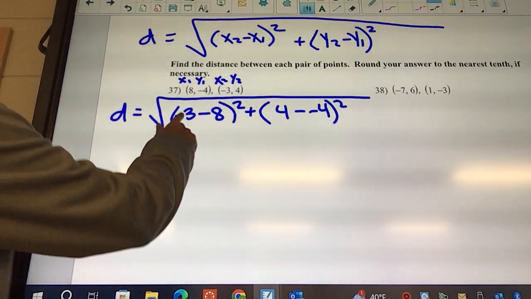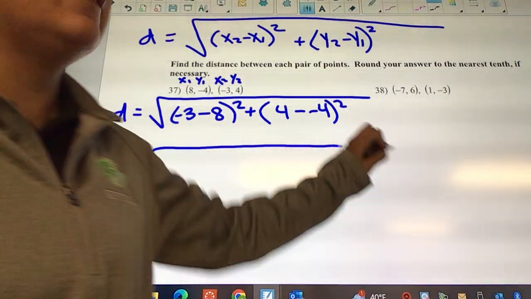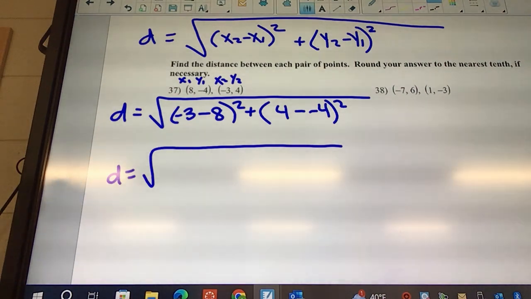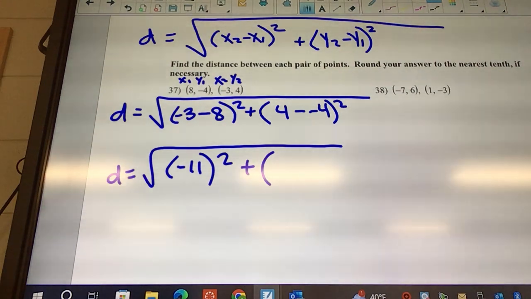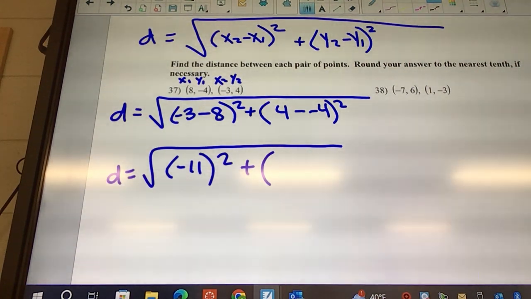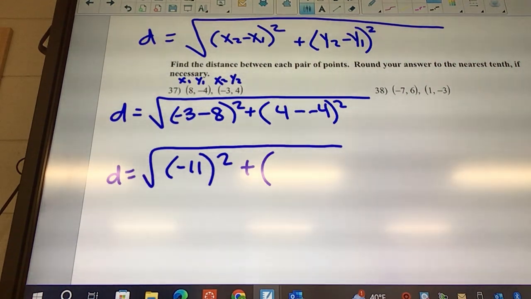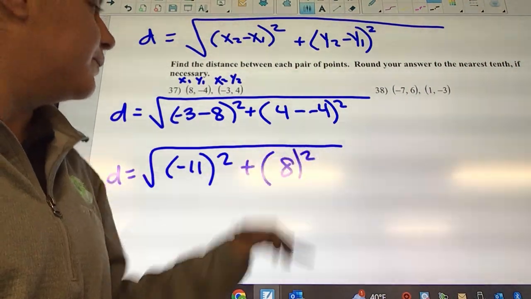Okay, so what is -3 minus 8? Type it in on your calculator. What is -3 minus 8? -11. Okay, 4 minus -4. What is 4 minus -4? Chase, what did I say? 8. That's fine, I'm marking it wrong. You just typed all that for nothing. 4 minus -4. It's 8.